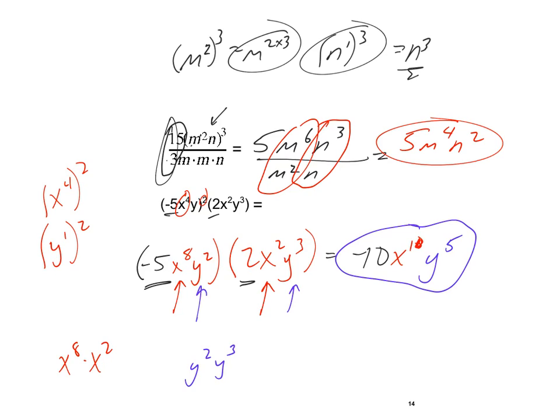Notice how I just had to do this by parts. So the first thing I took care of was the power of a power in both of these. And then I went and did the rest of this with the rules that we know, along with just multiplying or dividing actual numbers, in this case 15 over 3 up here, and negative 5 times 2 here. All right.